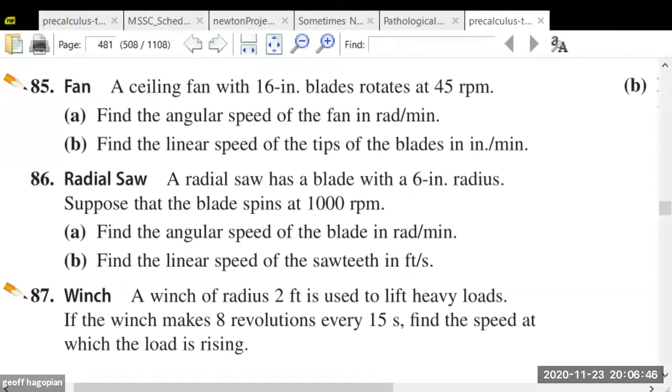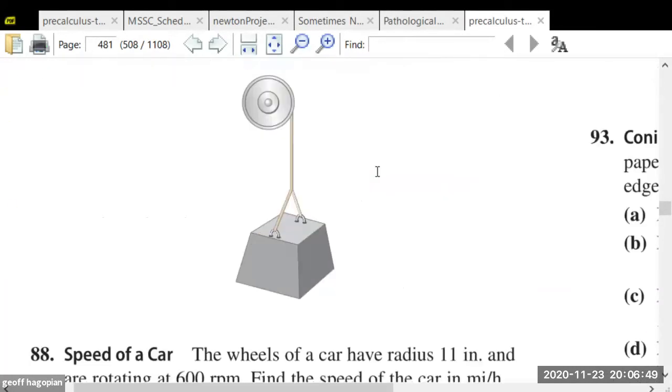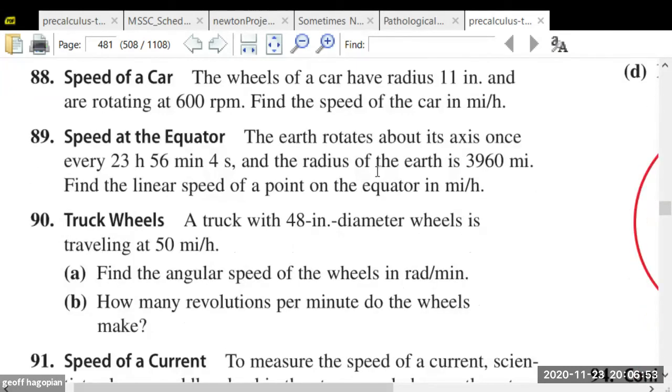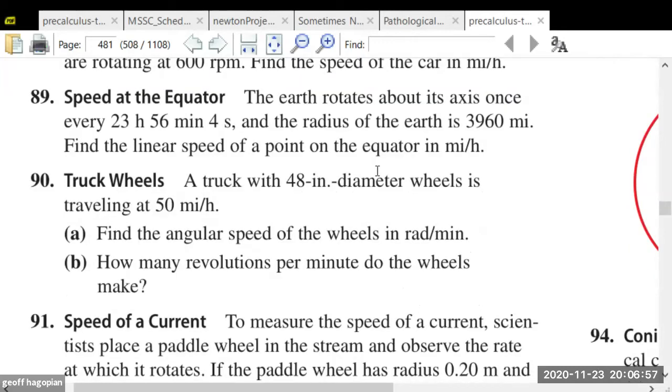What are the goodies they have for us here? Speed of a car, the speed at the equator. These are all great stuff. How about the speed at the equator? I kind of like that one. So the Earth rotates about its axis once every 23 hours, 56 minutes, and 4 seconds. What about 24 hours? Do we really not have 24 hours per day? I thought that was sort of the definition of a day.